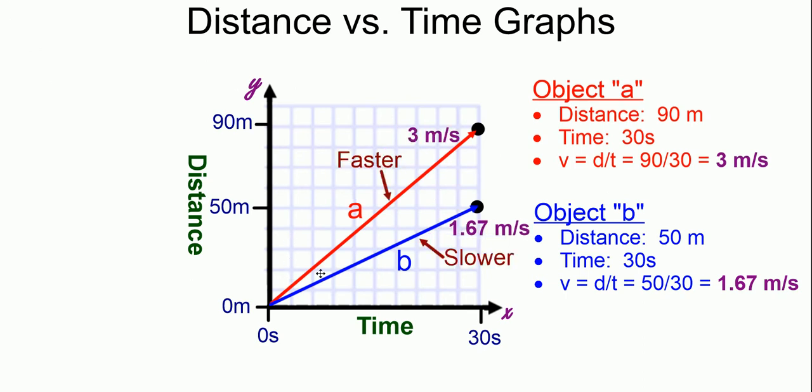Sure, it's got a steeper slope. Slope is actually the velocity. So he's going faster. This one here is going slower.